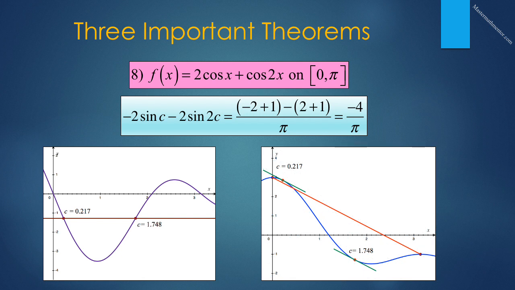If you have the time, it certainly is satisfying to verify your solutions. We see in blue the graph of our function f of x equals 2 cosine x plus cosine 2x. And we see in red our secant line between x equals 0 and x equals pi. We then draw our tangent lines at c equals 0.217 and c equals 1.748 in green. And we see that they appear to be parallel to the secant line in red. It seems that our two answers are verified.